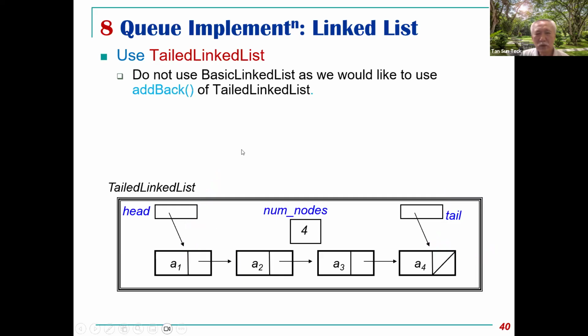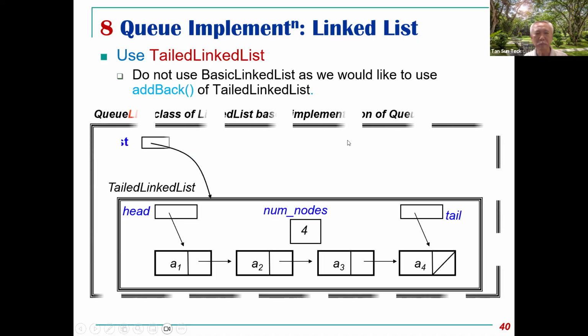Okay, so we don't use a basic linked list because we cannot add to the tail efficiently with it. If you just use a basic linked list, every time you want to add to the tail, you have to start from the front, because the basic linked list has only a pointer pointing to the front. Then you have to traverse all the way to the back and then add one element, which is very inefficient, right? Therefore, we use a tail linked list.